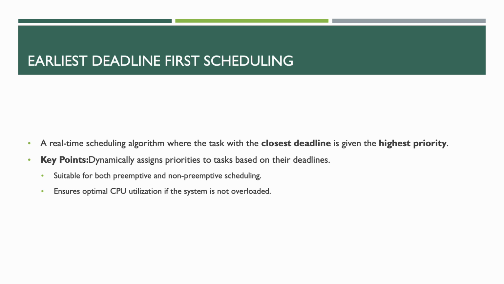Okay, now in real-time computing, tasks often have strict deadlines, meaning some processes must be prioritized over others. To ensure timely execution, one of the most widely used real-time scheduling algorithms for this purpose is earliest deadline first scheduling. So EDF is a dynamic priority scheduling algorithm where the task with the closest deadline is given the highest priority. It is used in real-time operating systems where task deadlines must be met to avoid system failures.